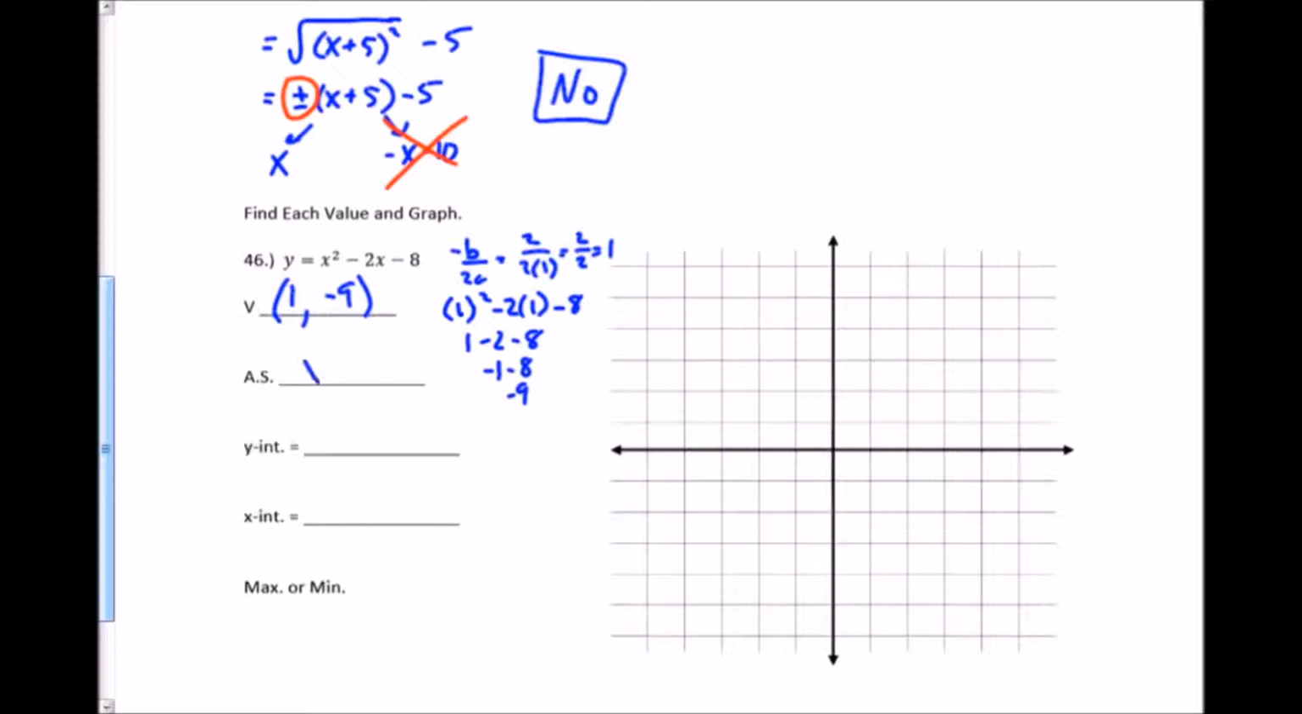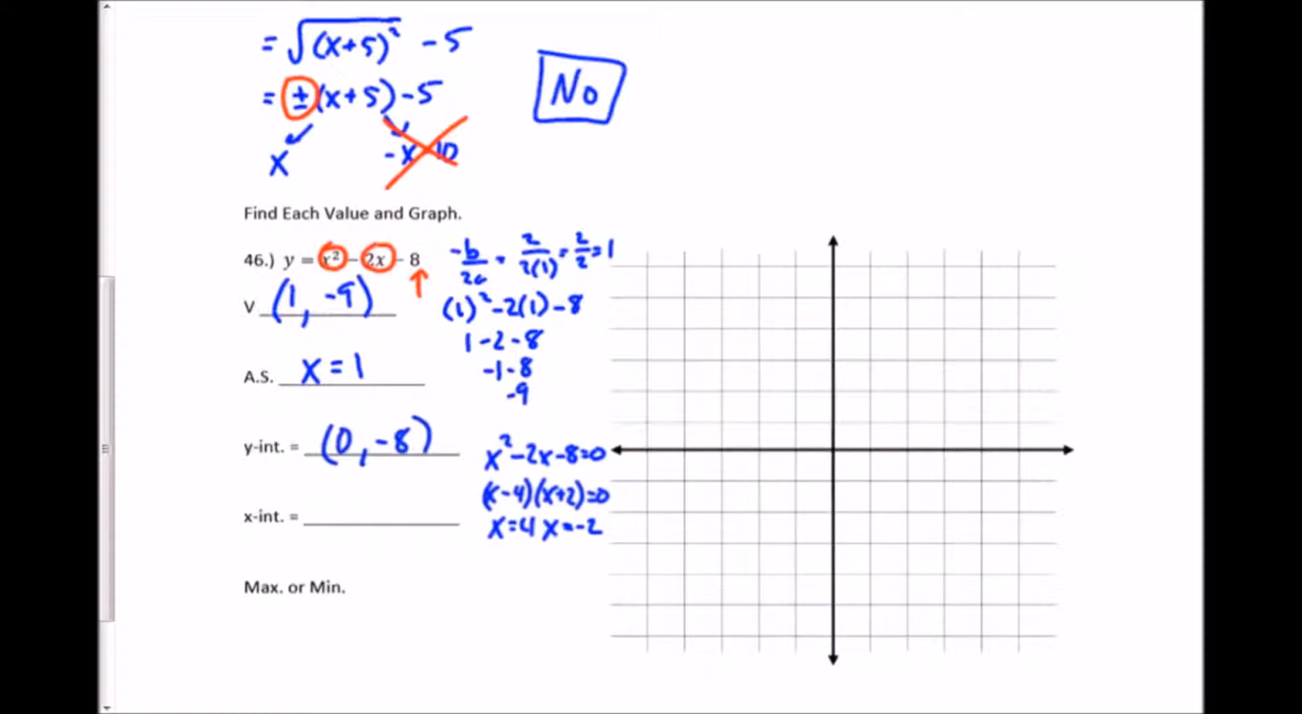The axis of symmetry is x equals the x value from the vertex. The y-intercept, I plug a 0 in for x, and if I plug zeros in here, it's going to leave me with this guy, the negative 8. For the x-intercepts, we have to plug a 0 in for y, so essentially what we're doing is x squared minus 2x minus 8 equals 0. And I can solve that by factoring. That's an x minus 4 and an x plus 2. So I find out that x equals 4 and x equals a negative 2.